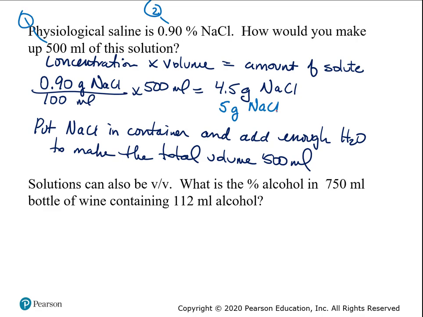How would I make up 500 mils of this solution? Well, I'd take that 5 grams of sodium chloride and put it in a container. It would have to be some kind of Pyrex measuring dish, glass or something like that, some way of measuring. I'd put it in a container and add enough water to make the total volume of the salt and the water equal to 500 mils. Stir it up until it completely dissolves. That's physiological saline.